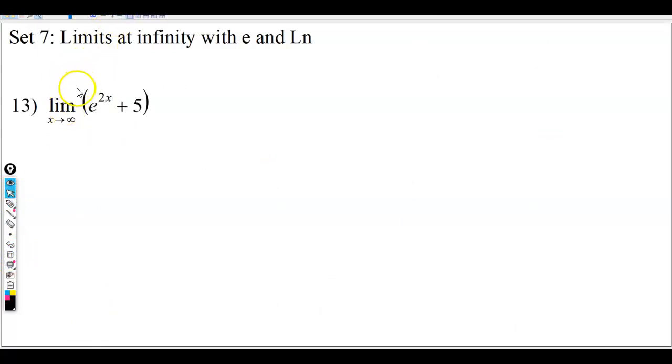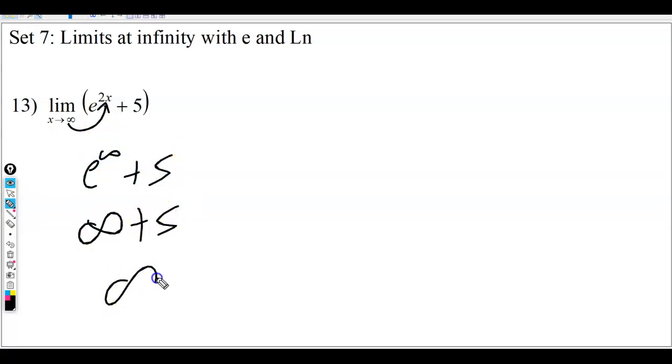Let's do another one like that. It won't be too mind-blowing at this point, I don't think. If you plug in infinity, you get e to the infinity. E to the infinity is infinity. And infinity plus 5 is infinity.